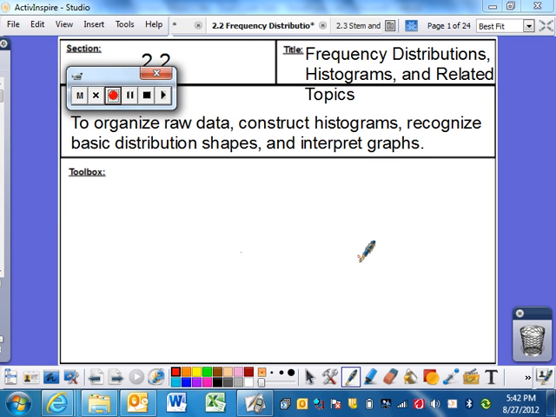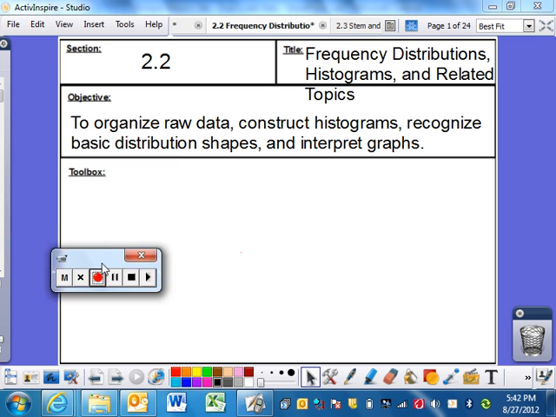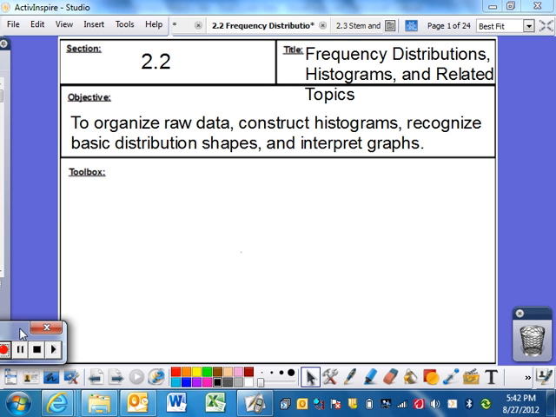Okay, as you notice, there's a lot of slides, so I'm going to try to make this as quick as possible. Okay, this is 2.2 frequency distributions, and we're going to focus the most on histograms and ways to make histograms and related topics. Okay, so we're going to organize raw data, make histograms, and then do a whole bunch of different things with the information.